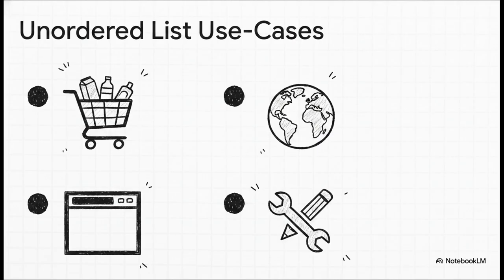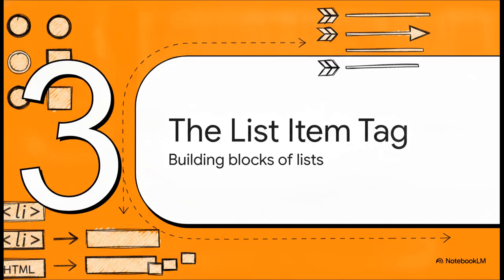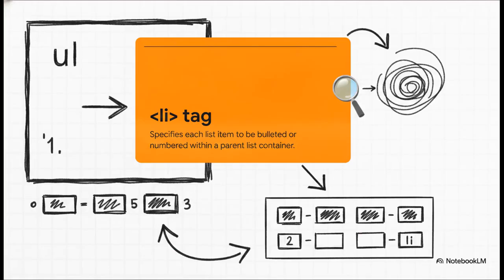Pretty neat, right? Okay, Section 3, the list item tag. These are the fundamental building blocks of your lists. Meet the LI tag, which simply stands for list item. So the crucial point here is this parent-child relationship. The UL or OL tag acts as the parent container, wrapping the whole section.